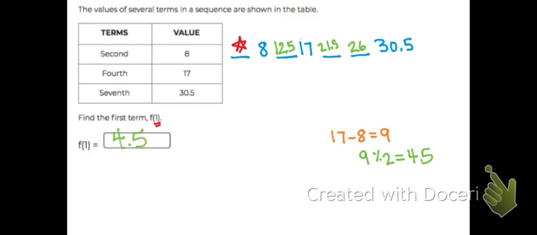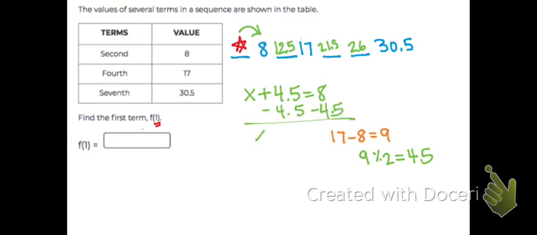Now, is the answer here 4.5? No, it's not asking us what we're adding each time. It's asking us what the first term is. So what number plus 4.5 gives you 8? Well, if you subtract 4.5 from both sides, you see the answer is 3.5. If this is 3.5, 3.5 plus 4.5 is 8.